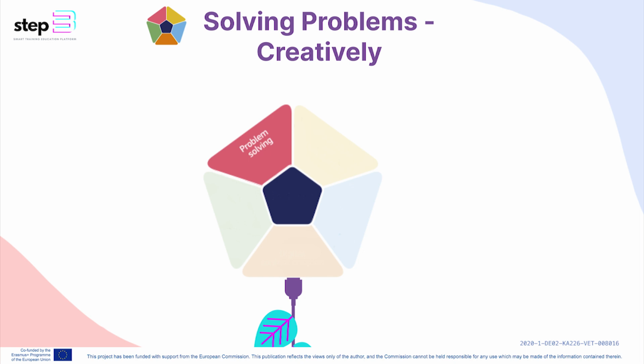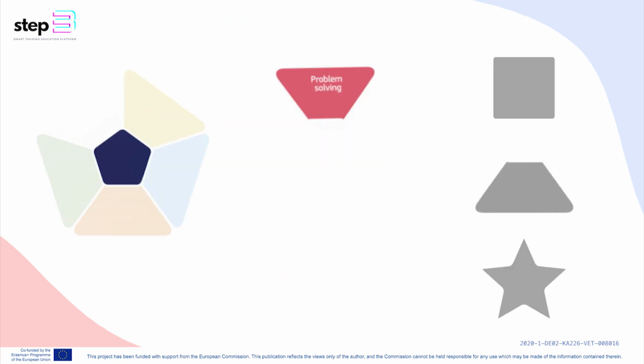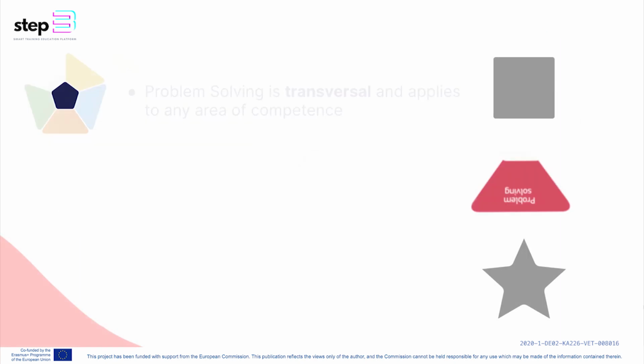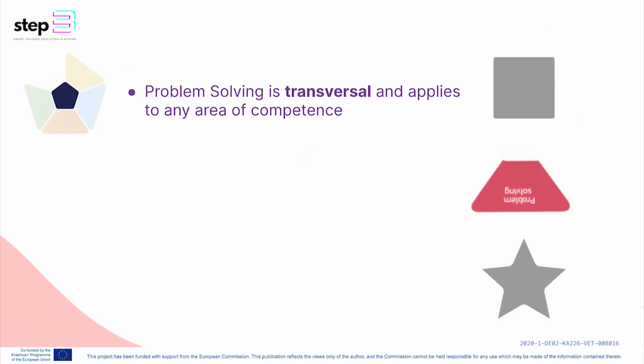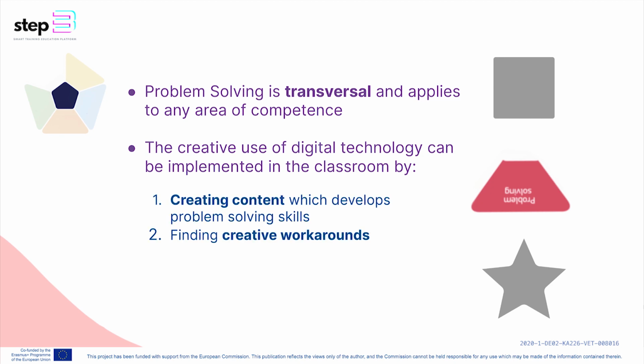Moving forward, what does it mean that the competence of this module belongs to the competence area of problem solving? As the area problem solving is transversal, it applies to any activity done digitally. It makes sense because every sector of our life has problems. Having noted that, creatively using digital technology can be implemented in the classroom by creating content which develops the problem solving skills of students and finding creative workarounds when using the tools.